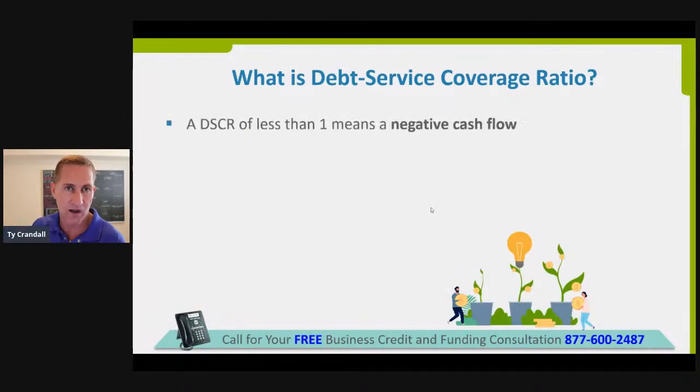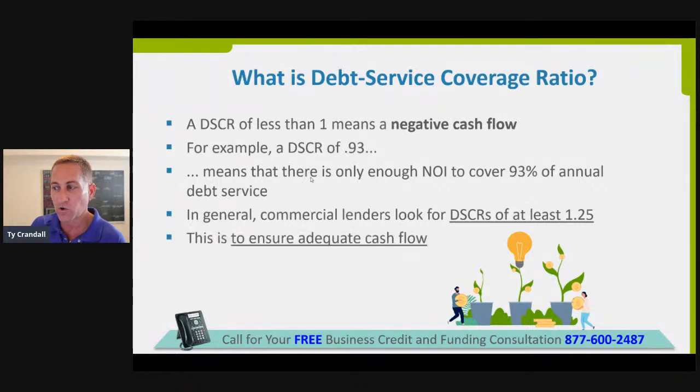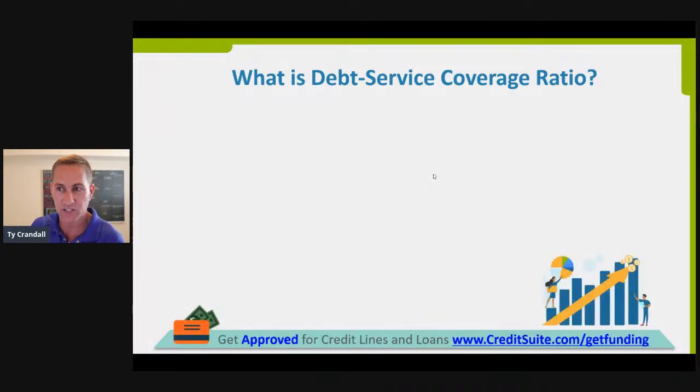They want to see that your rents are covering enough, more than enough to pay that mortgage payment. So a DSCR of less than 1 means a negative cash flow. So for example, a DSCR of 0.93 means that there's only enough money coming in from your rentals to cover 93% of the debt service, which means 93% of what you have to pay for mortgage payments, et cetera. So in general, commercial lenders look for a DSCR of at least 125% or 1.25, and this is to ensure adequate cash flow. Bottom line is, they want to see that your property is generating rents 25% more than you're expected to pay for the actual mortgage payments and expenses. That's basically what it comes down to. That's what they're looking at.